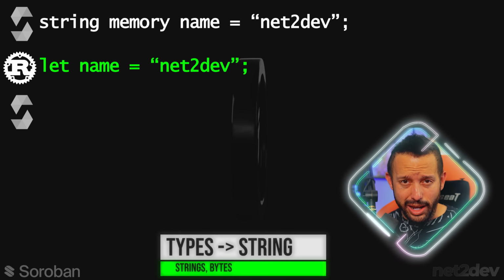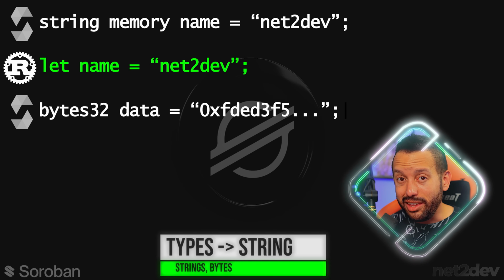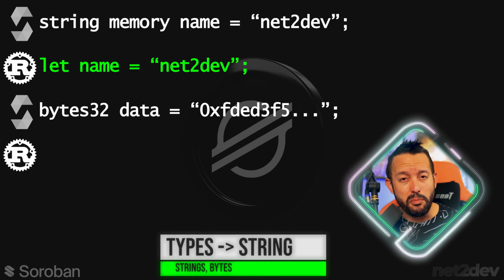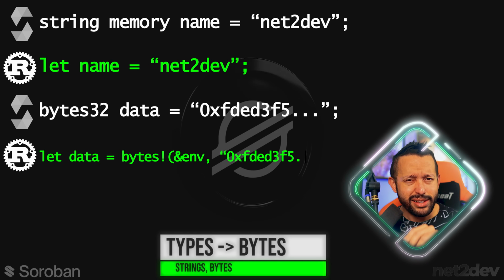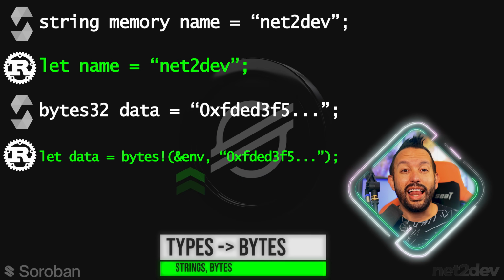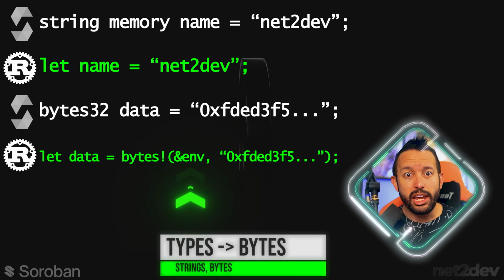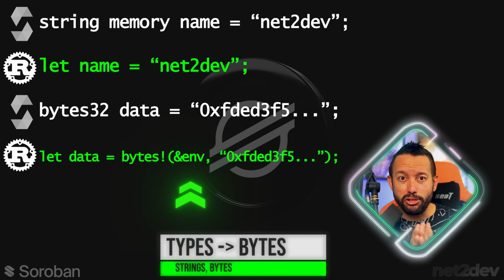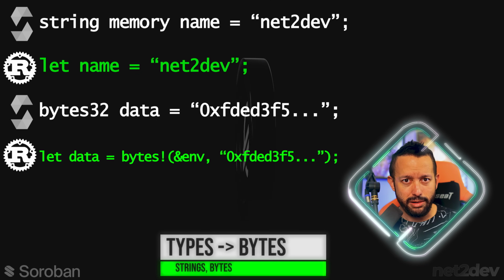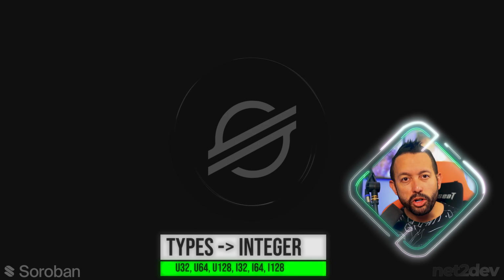A byte type. We are going to be declaring bytes32, and then we will pass the value into bytes32. Let data equals, then bytes bang, then we pass arguments. Very interesting. env, what is that? env allows us to import the environment into the contract execution. It is the interface that allows me to communicate with the environment, aka the blockchain, okay? Then comma and the data. Awesome, let's continue.